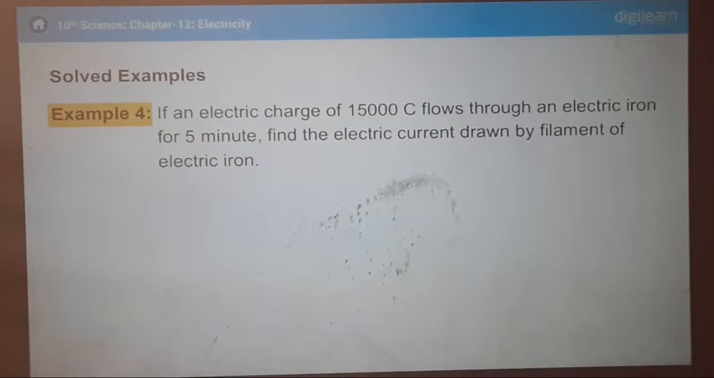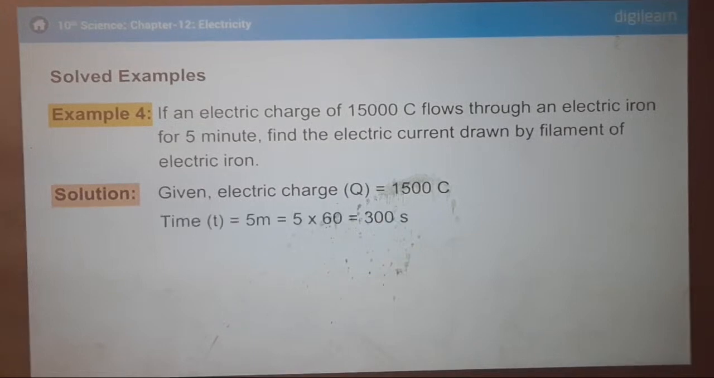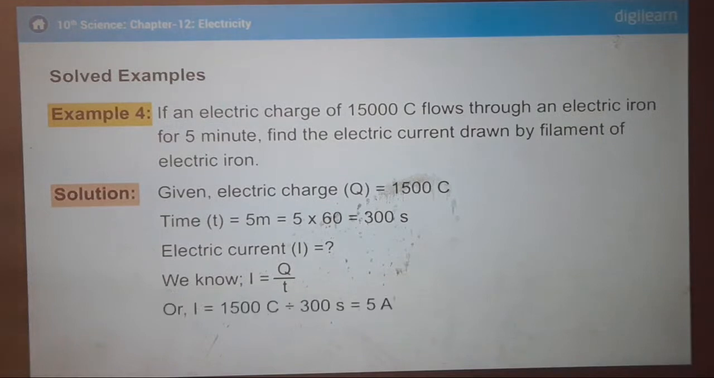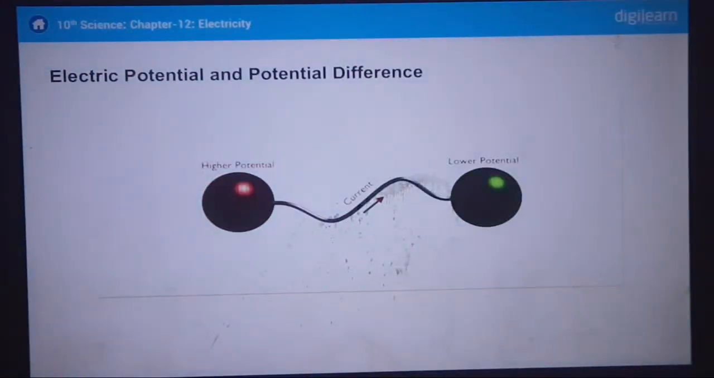Example 5. If an electric charge of 1500 coulombs flows through an electric iron for 5 minutes, find the electric current drawn by the filament of the electric iron. Solution: given electric charge Q equal to 1500 coulombs, time t equal to 5 minutes, that is equal to 5 into 60, that is equal to 300 seconds. Electric current I to be found out. We know I equal to Q by t, so I equal to 1500 coulombs divided by 300 seconds equal to 5 amps.